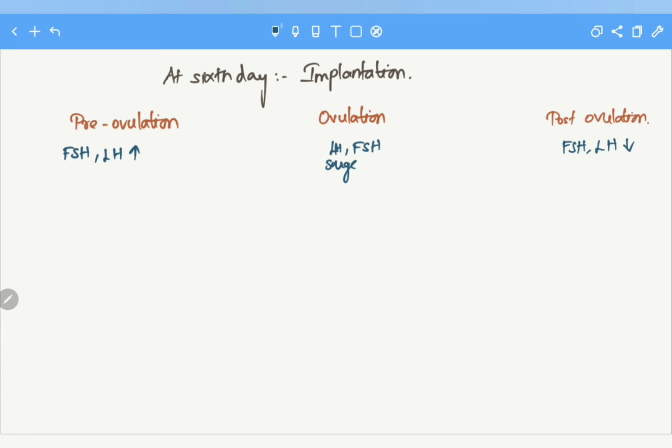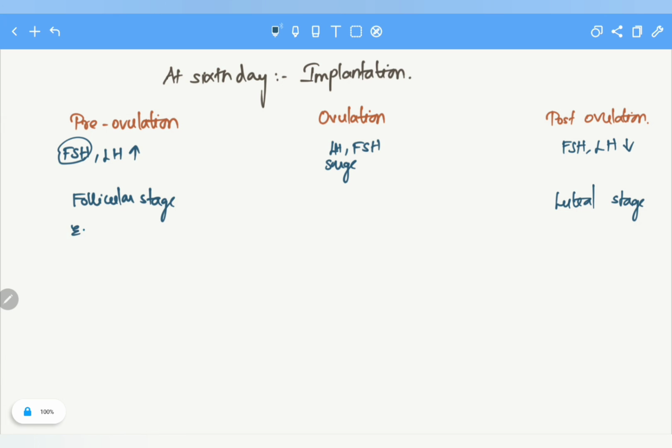So the pre-ovulatory phase coincides with the follicular stage, because due to the stimulation of FSH, the follicle starts developing and growing, right? But the post-ovulatory phase coincides with the luteal stage. Why so? Because of the development of the corpus luteum. After ovulation, the remaining portion of the follicle degenerates into a yellow colored mass that is called the corpus luteum. So post ovulation, it coincides with the luteal stage, right?